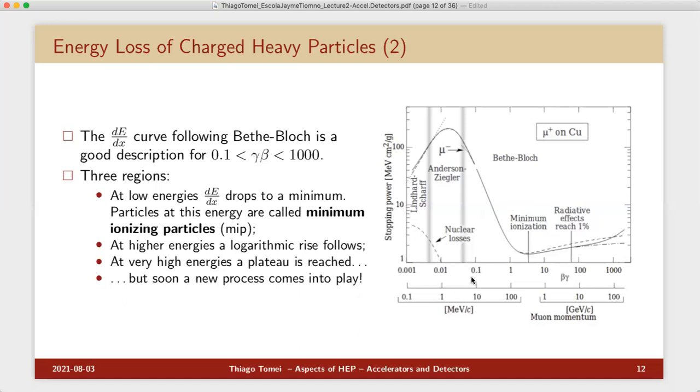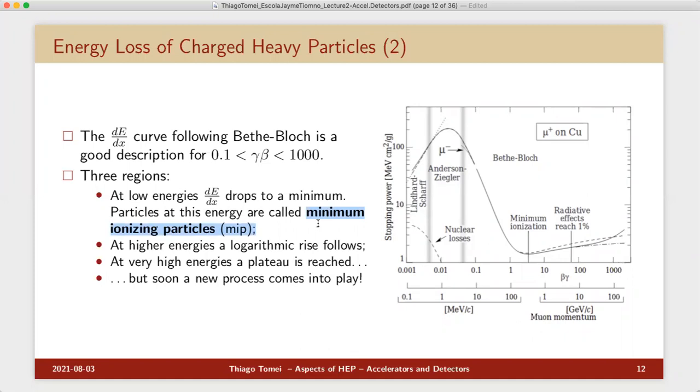And then you see that for this region between 0.1 and 1000, so sort of high energy muons, this is a good description, and there are three regions here. It starts high, then it reaches this minimum, and this minimum is actually very shallow. You see that you're very close to the minimum for an amazing range, something like 1 to more or less 50, or even less than 1. And these are the so-called minimum ionizing particles. And this is a good approximation.